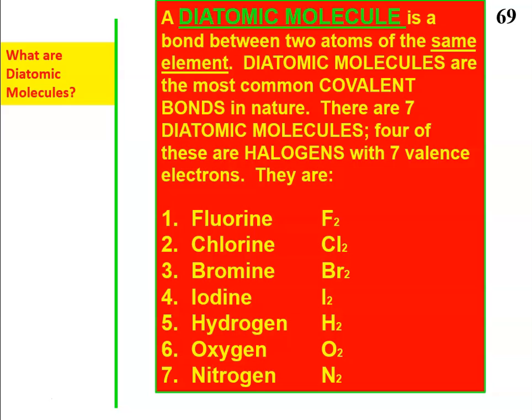4 of them are halogens with 7 valence electrons, and they are the ones you can see below: fluorine, chlorine, bromine, iodine, hydrogen, oxygen, and nitrogen. So the oxygen we breathe into our lungs, which is in the air, is an O2 molecule. It's not an oxygen atom. Hydrogen never exists as just hydrogen atoms floating around in space. They always pair up to form hydrogen molecules. That's because these molecules are more stable when they're joined up with another of their own type than they are when they're by themselves.